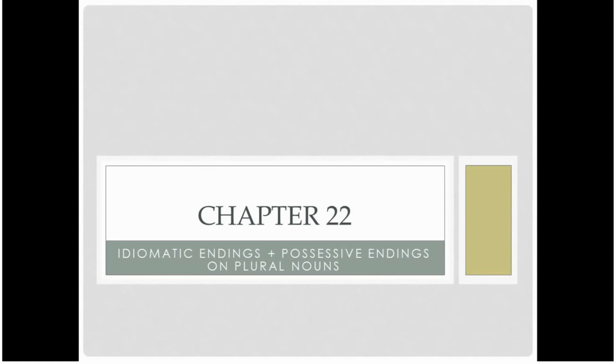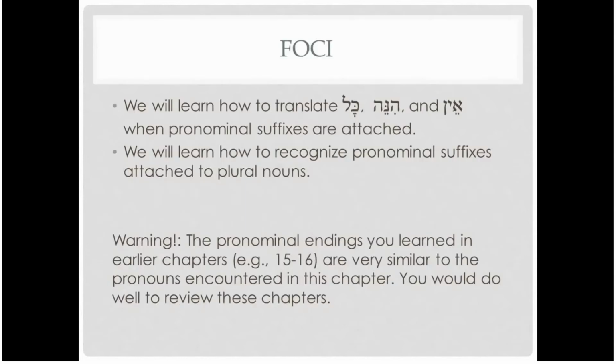But let's jump right into chapter 22. We have two foci today. We're going to learn how to translate kol, hine, and ein when these particles have pronominal suffixes attached, and they're going to be used in a number of different ways. But we'll get into that in a moment. And then secondly, we're going to learn how to recognize pronominal suffixes attached to plural nouns.